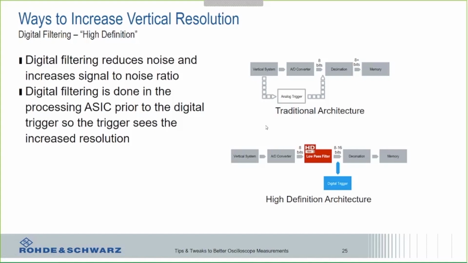Another way of going about this that is often used: you can use the analog bandwidth filter in the front end of the oscilloscope, and that will lower noise, and that will be seen by the trigger circuit. And almost every scope has some sort of analog filter in the front end, whether it's 20 megahertz or 200 megahertz or more.